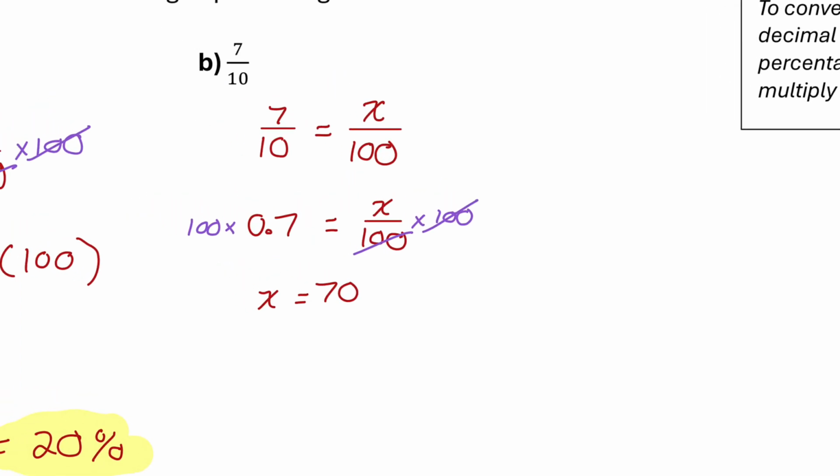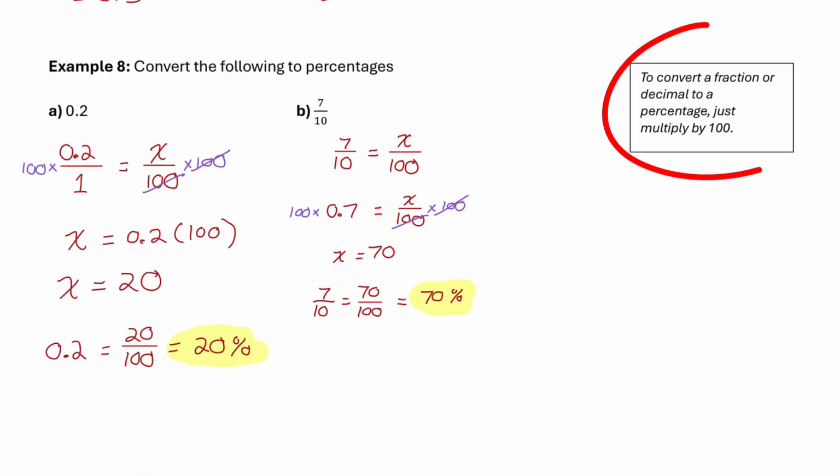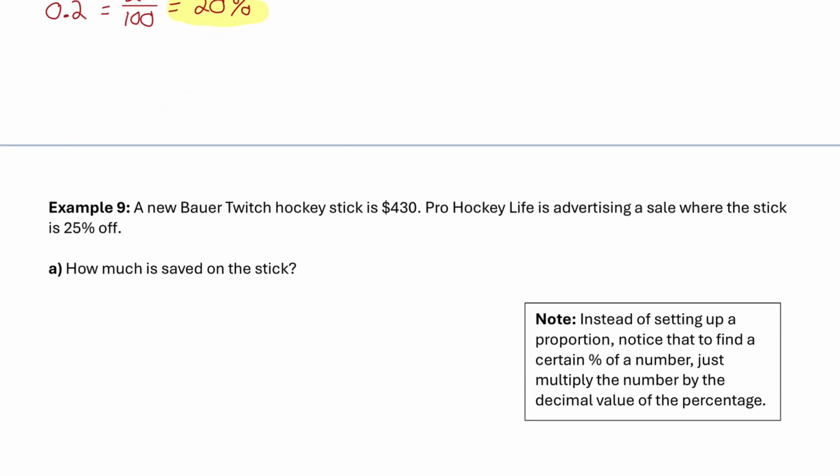So to get 7 over 10 into a percentage, I know that 7 over 10 is going to be equal to 70 over 100. And therefore, I can write that as 70% because it's 70 per 100. So basically, to convert any value to a percentage, change it to a decimal value. So like 7 over 10, change it to a decimal by doing the division, getting 0.7, and then just multiply it by 100. And now let's move on to one last example, example 9.